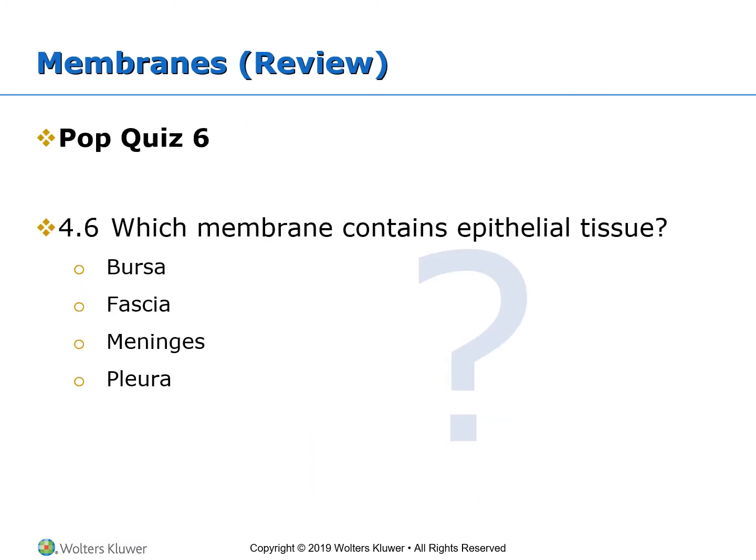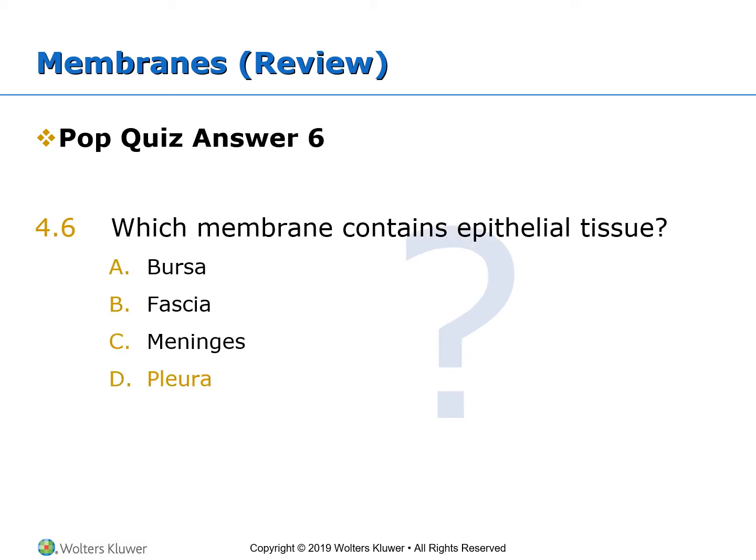So for question number 6, the question asks us which membrane contains epithelial tissue? And we have bursa, fascia, meninges, and pleura. The answer for the membrane that contains epithelial tissue will be pleura. If you remember, we have membranes that contain epithelial tissue as the outer layer. We have others that have connective tissue as the outer layer, and others that have none of those. And pleura is the one that has an epithelial tissue.